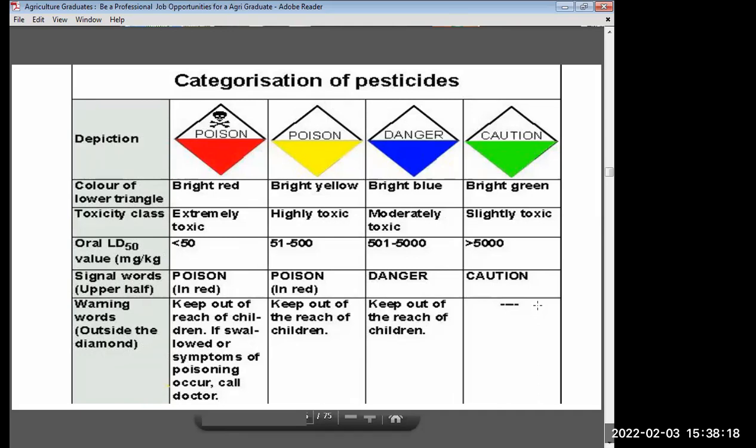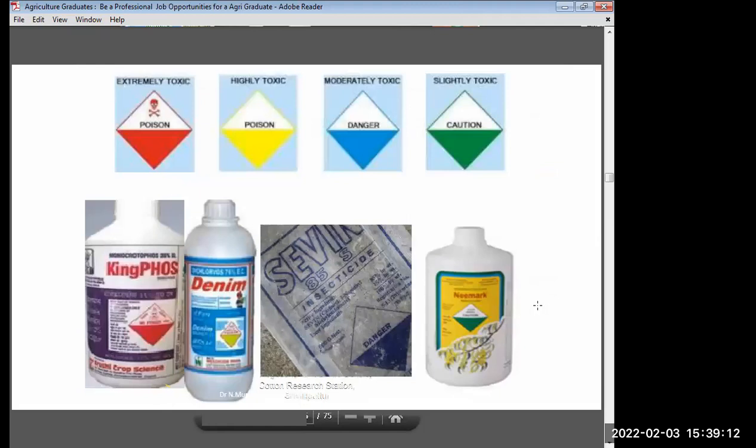If the number goes lower, it shows highly toxic. If the number goes higher, for example this green color has 5000, 5000 milligram means 5 gram per kg body weight. Suppose my body weight is 100 kg, 5 into 100, half kg. If I take half kg of chemical, and another man takes half kg, likewise 100 people take half kg of material, only 50% may die. That is the meaning of that. More than 5000, there is a matter. Oral LD50 value. Next. This is again a triangle. These are pesticides. Next.